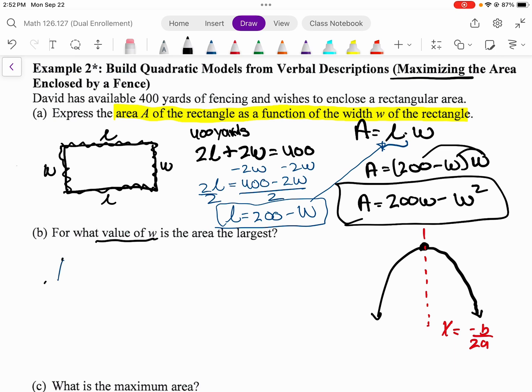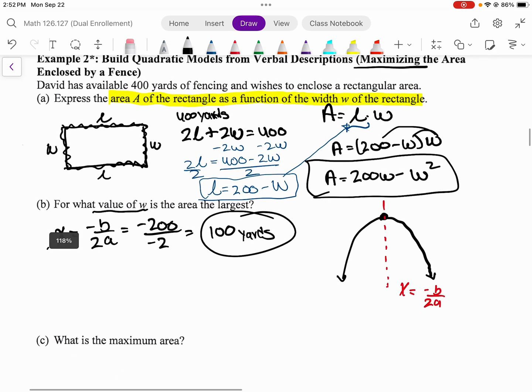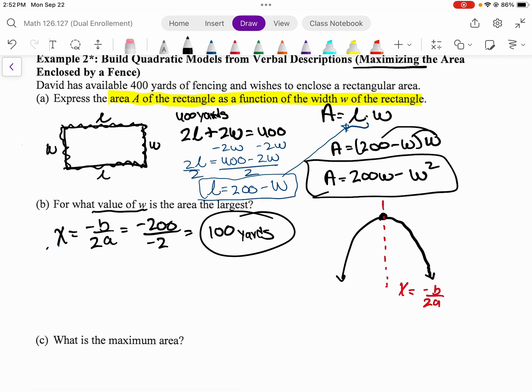So x is equal to negative b over 2a. Negative b is 200, so negative 200 divided by 2a, where a is negative 1, so negative 2. And my axis of symmetry is going to be 100, which means I need 100 yards to be able to find the maximum area. So the value of W needs to be 100 yards.